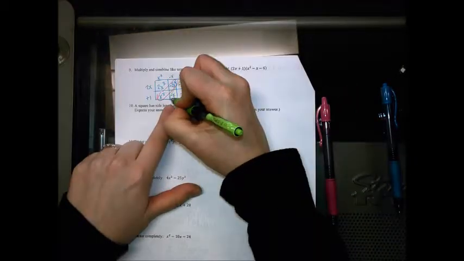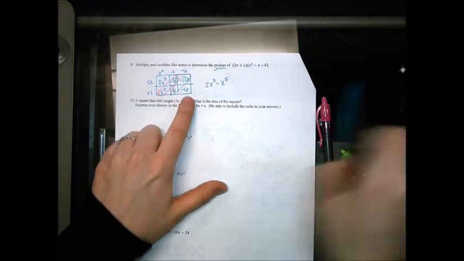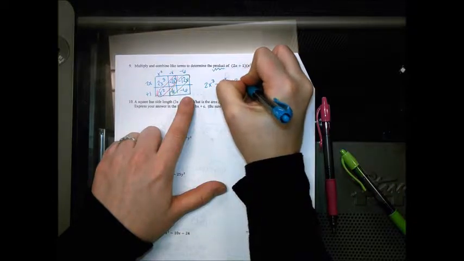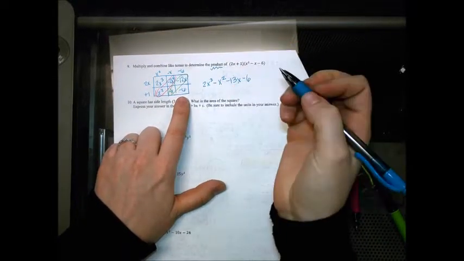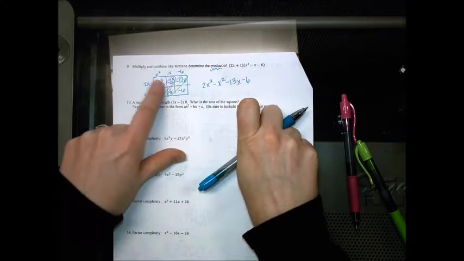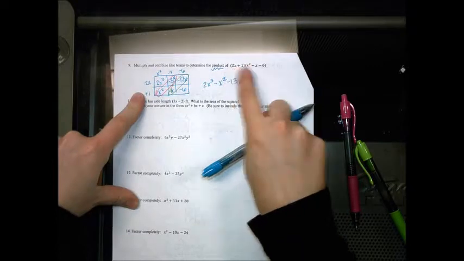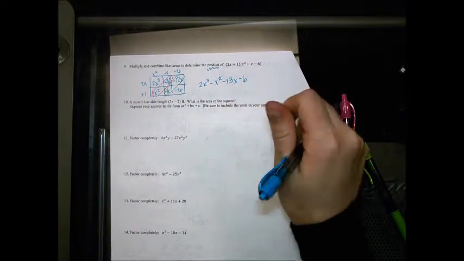The negative 12x and the negative x are also like terms, so I have negative 1 and a negative 12 gives me negative 13x. And negative 6 has no like term, so it goes at the end. Check this: if you didn't start with any like terms in each polynomial, then you shouldn't have any like terms at the end.